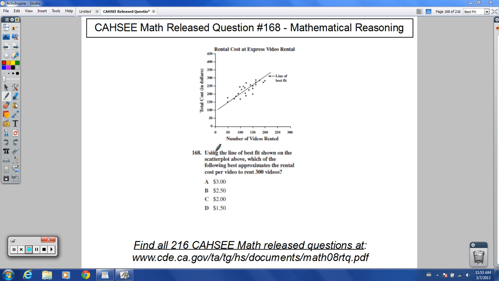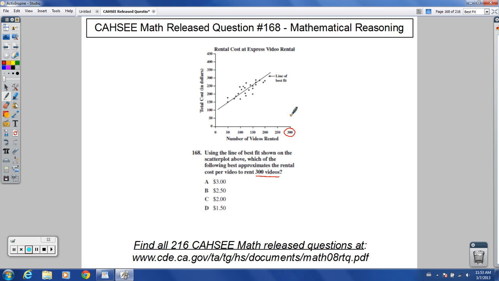And the question says, using the line of best fit shown on the scatter plot above, so they're saying this line best approximates all this data. There's this positive correlation as you move up. Which of the following best approximates the rental cost per video to rent 300 videos? So find 300 here. Here's 300 videos.